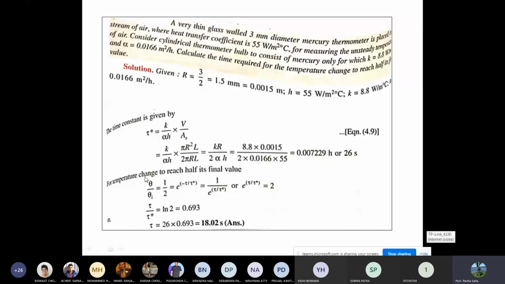It is asked to calculate the time for the temperature change to reach half of its value. So theta by theta i will be one half. That is why theta by theta i is important, right? Theta is the final temperature, theta i is the initial temperature. So it will be half of this value, e to the minus tau by tau star. Tau star we have already determined as 26 seconds. So this will be e to the minus tau by tau star equals half, so tau by tau star is ln 2, that is 0.693. So tau will be tau star into 0.693, that is 26 times 0.693, which is 18 seconds. That means it will take 18 seconds to reach half of its value. Okay.